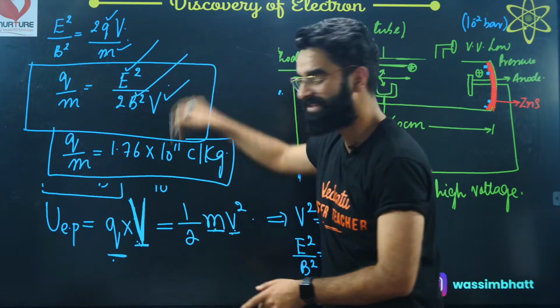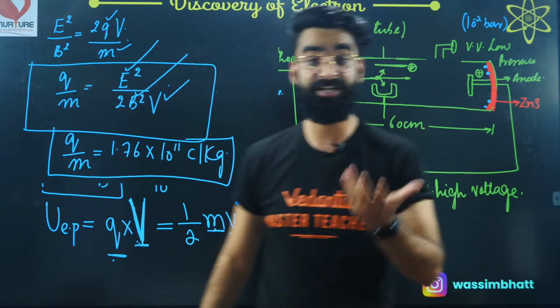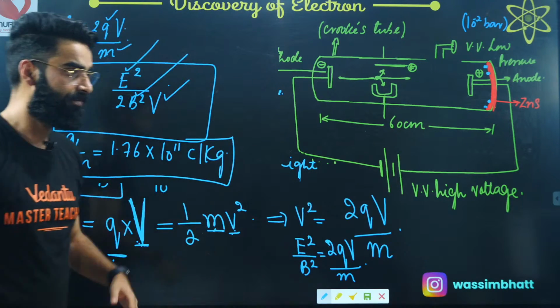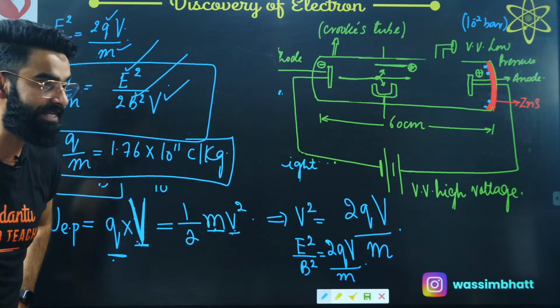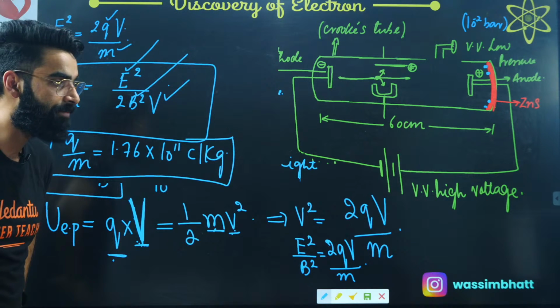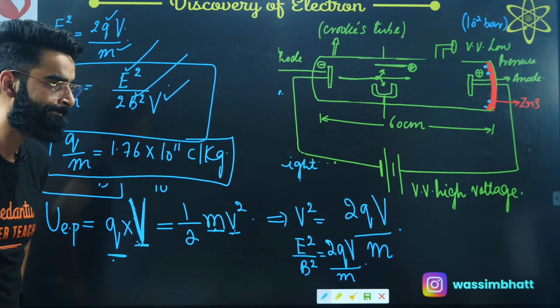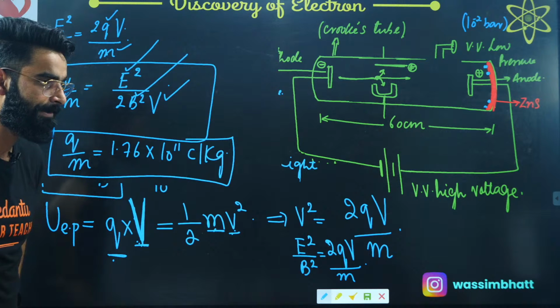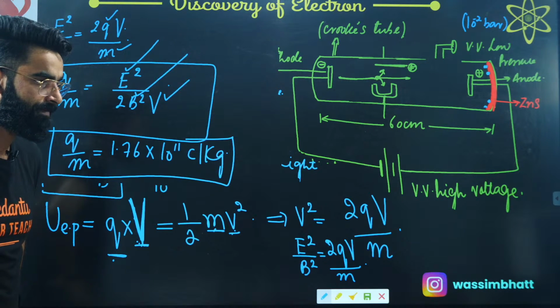So by means of this mathematical thing, he calculated the charge by mass ratio of the electron, which was found out to be 1.76 into 10 raised to the power 11 coulomb per kilogram. Yes? Right? Perfecto.